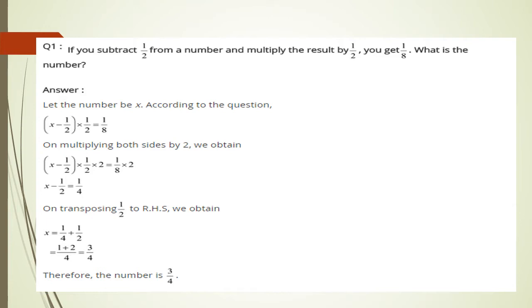If you subtract half from a number and multiply the result by half, you get 1 by 8. What is the number? Children, read the question carefully once again. If you subtract half from a number, we don't know that number. We want to find that number. So let us assume that number as x. If we don't know the number, we always consider the unknown number as a variable. Here I took the variable as x.